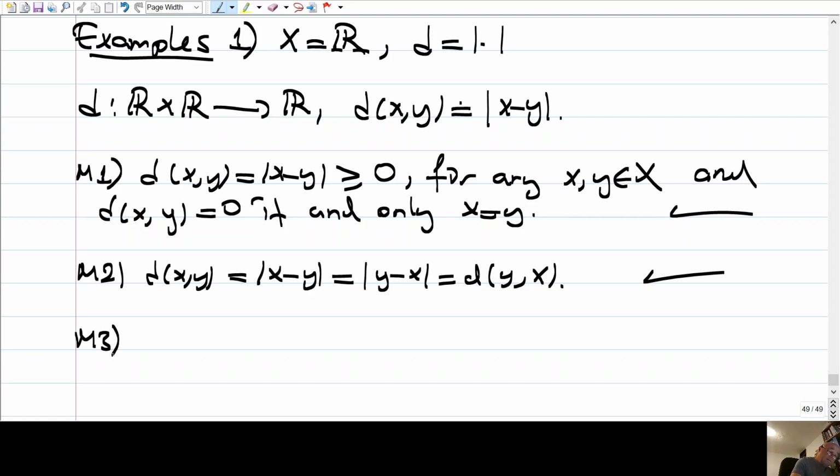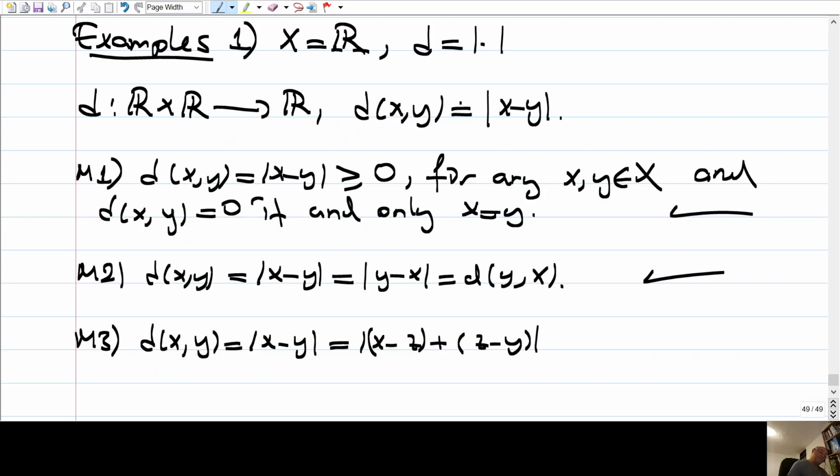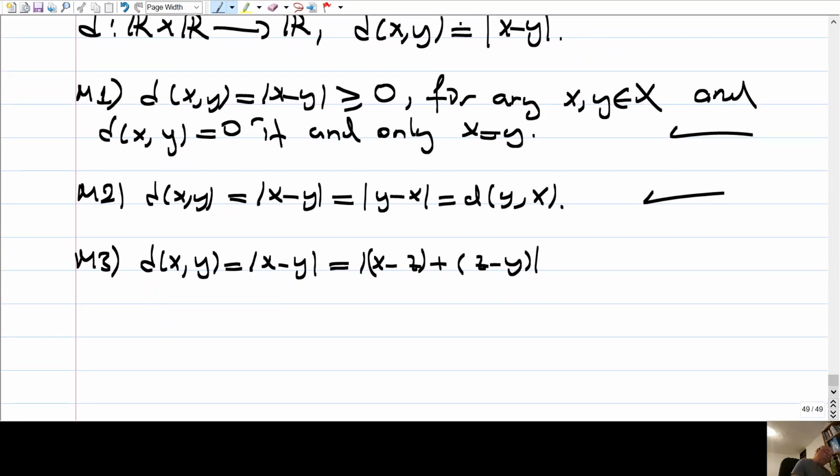And the third one, the triangle inequality. Well, let's see. Distance from x to y. Well, this is just this by definition. I can write the following. I subtract and add z, and I can apply the triangle inequality to the sum here.